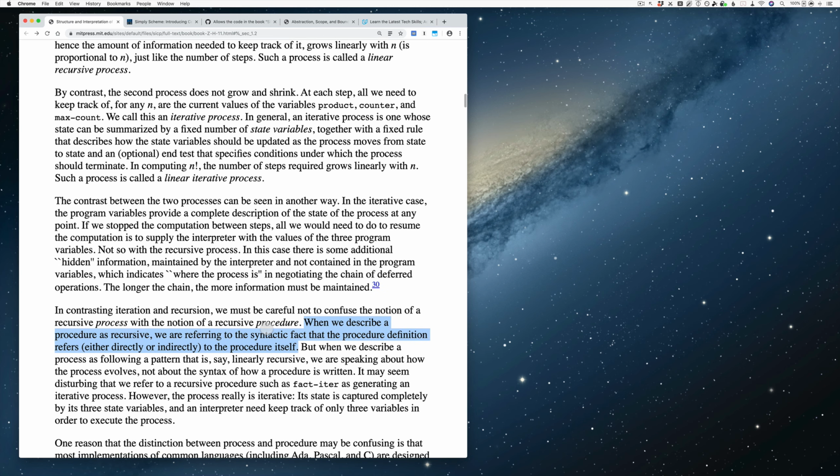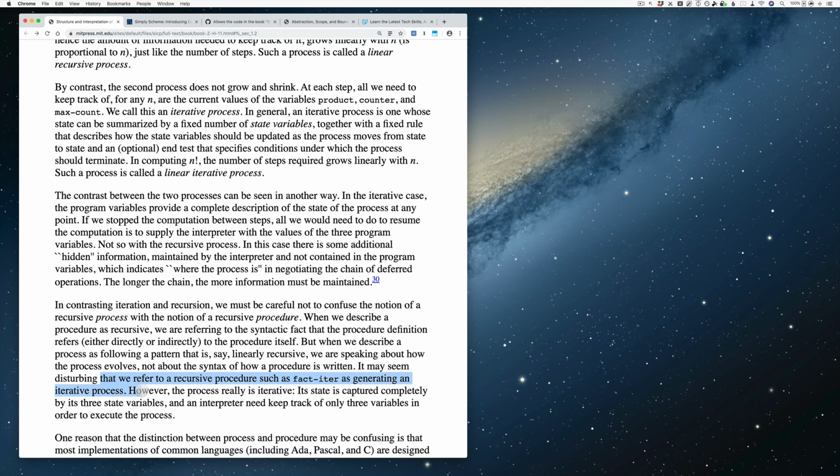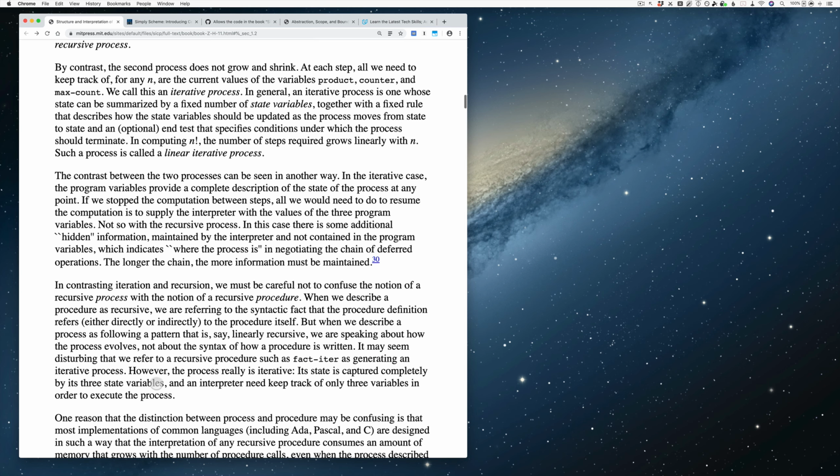Maybe they'll say, it may seem disturbing. They call things disturbing sometimes in this book, that we refer to a recursive procedure such as fact-iter as generating an iterative process. Well, I was at least surprised and inquiring about that. However, the process really is iterative. Its state is captured completely by its 3 state variables, and an interpreter needed to keep track of only 3 variables in order to execute the process.